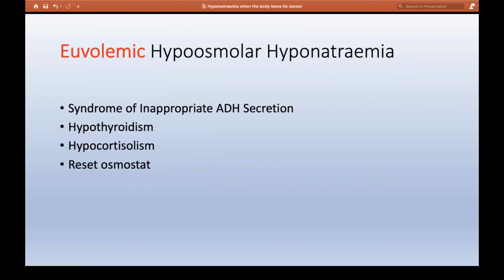But there are euvolemic hypoosmolar hyponatremia. That's also a very interesting area. Out of that, it's essential that you know that this entity called syndrome of inappropriate ADH secretion, or SIADH, very common in clinical practice, should be borne in mind. They are euvolemic. They are having normal volume status. Along with that, people who are thyroid deficient, as well as some people who are adrenal deficient, can also come across euvolemic hyposmolar hyponatremia. We'll talk about reset osmostat in a little while.